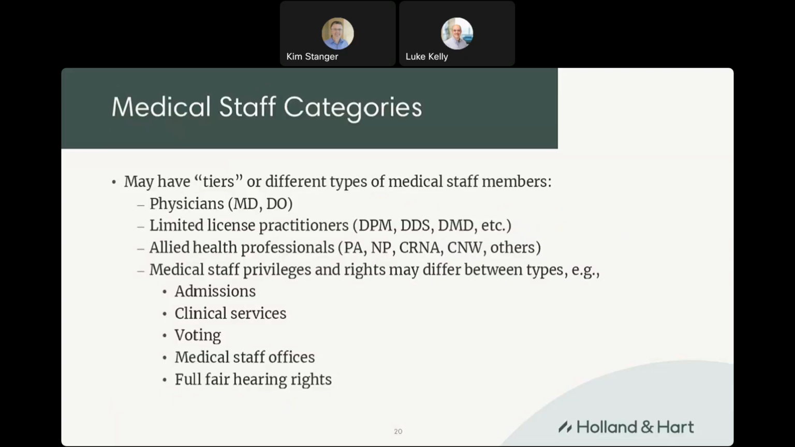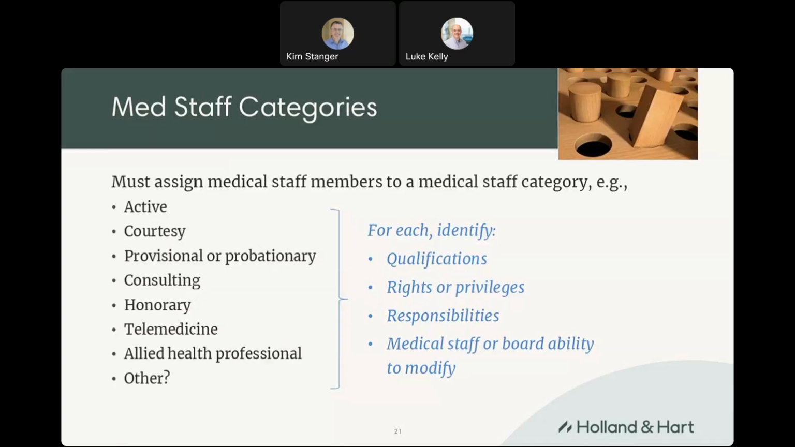When it comes to medical staff, you can have different tiers of medical staff members. So you could have physicians and limited licensed practitioners that have different rights and responsibilities, say, than allied health professionals. And the medical staff privileges and the rights may differ depending on the different types. For example, the rights for admissions or clinical services or voting or medical staff officers or full fair hearing rights. You can generally have different tiers should you choose to do that.